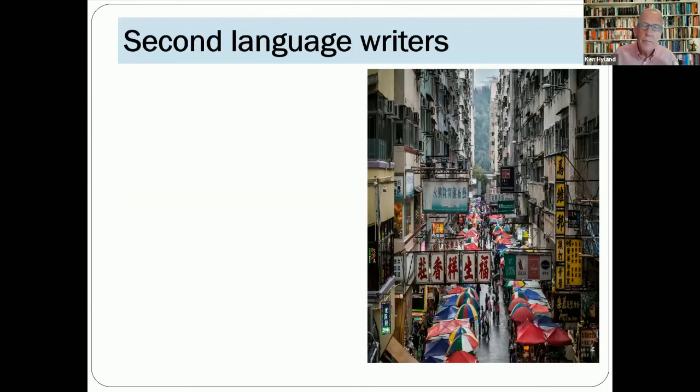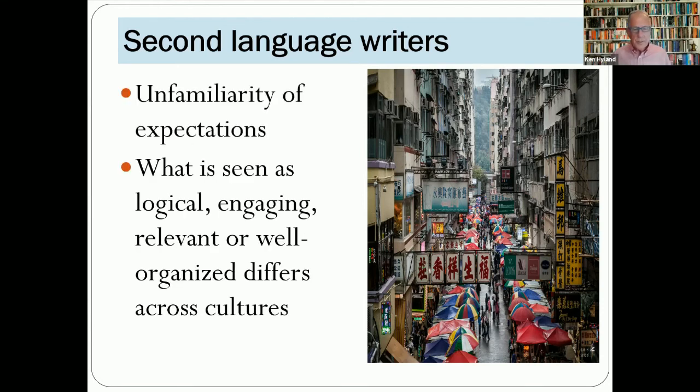Now, it's the unfamiliarity of these expectations, which is why writing in English is so difficult for speakers of other languages, because what's seen as logical, engaging, relevant, or well organized in writing, what counts as evidence, humor, conciseness, coherence, all differ across cultures. We're often told, you know, never tell a joke to a foreign audience.